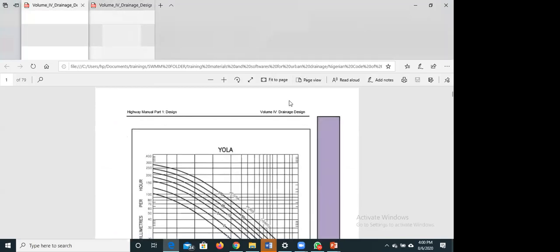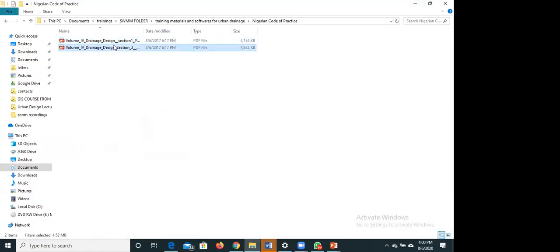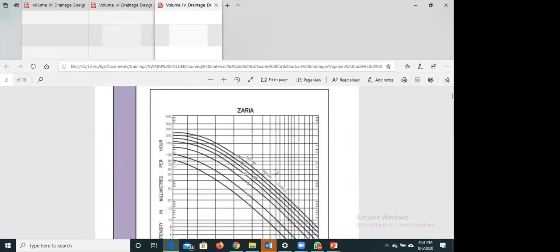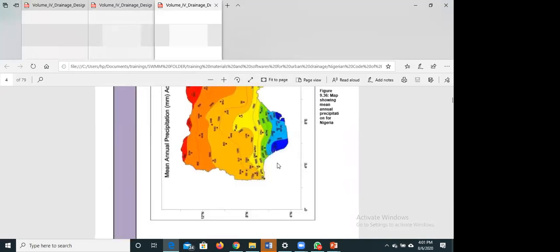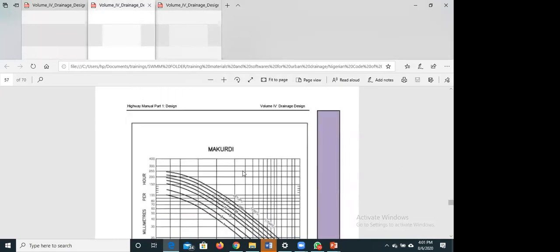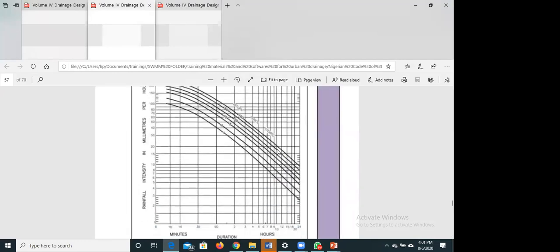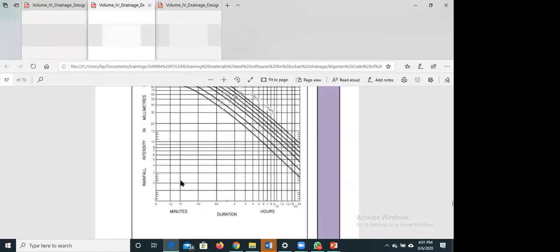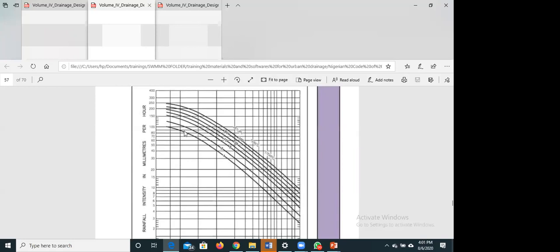I want to bring other cities. Okay, this for Yola, this for Zaria, and other cities. What are the other cities now? Okay, let me open it. Okay, this is for Makurdi. So if I'm doing for Makurdi now, I will come here and I'll see that in Makurdi, the 15-minute rain is expected to generate an intensity of about 80-90 millimeter per hour for a return period of 1 year. This is a 1 year return period.